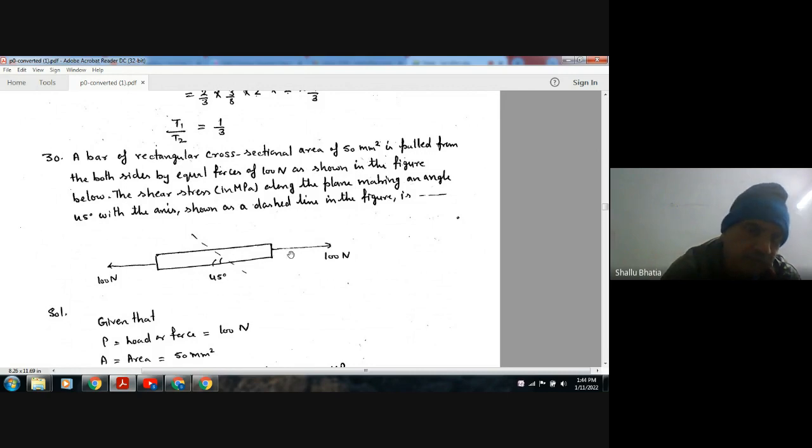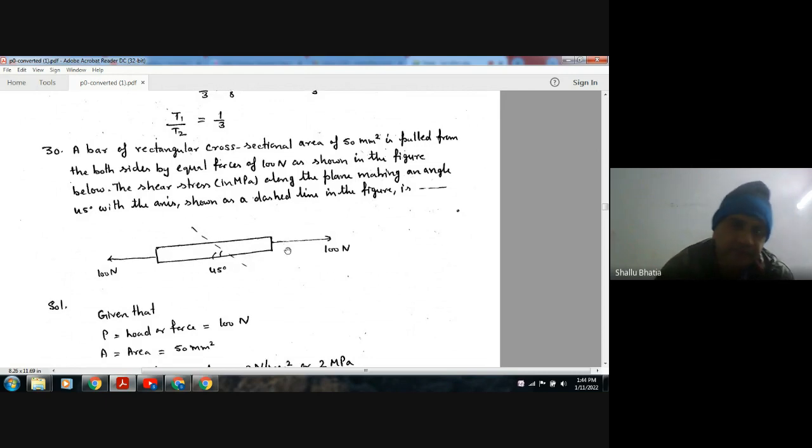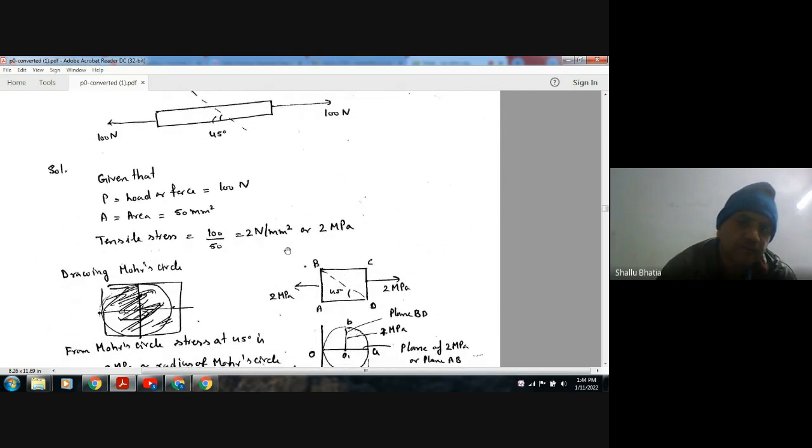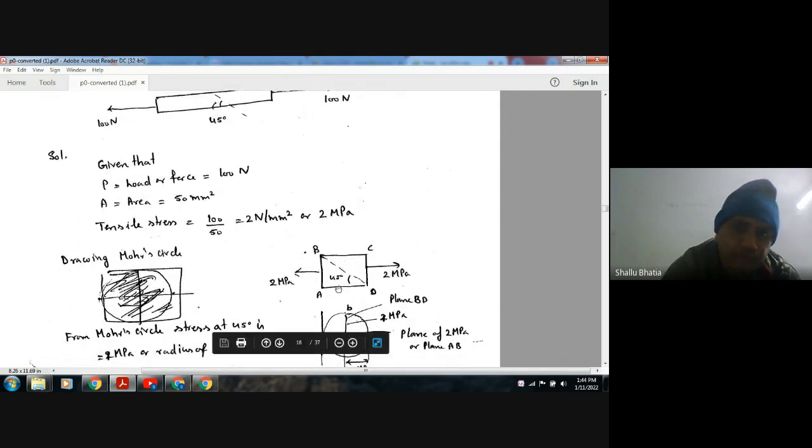As it is the case of uniaxial stress or uniaxial force, this force divided by area represents the maximum normal stress. And we know that the maximum shear stress is always at 45 degree to the maximum normal stress. This can also be shown by Mohr's circle. Here the area is 50 mm square and force is 100 Newton, so stress is 2 MPa. So this can be represented as 2 MPa, and this is your inclination angle.